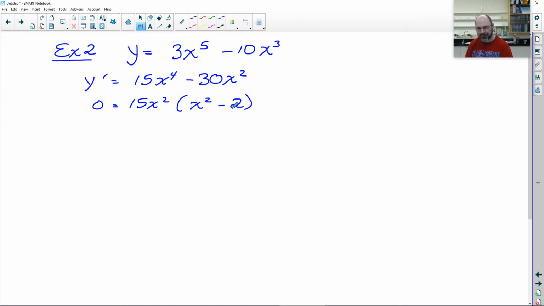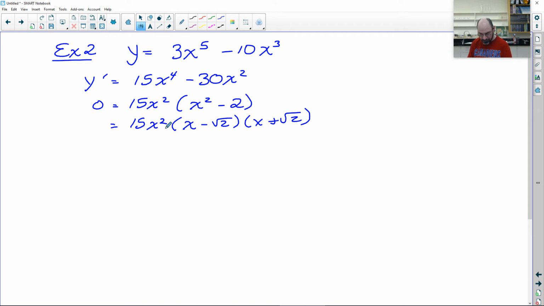Okay, remember that is a difference of squares. So we can factor that into 15x squared and x minus root 2, x plus root 2 for our critical points. Root 2 is 1.41, so we can use that as our root example here.